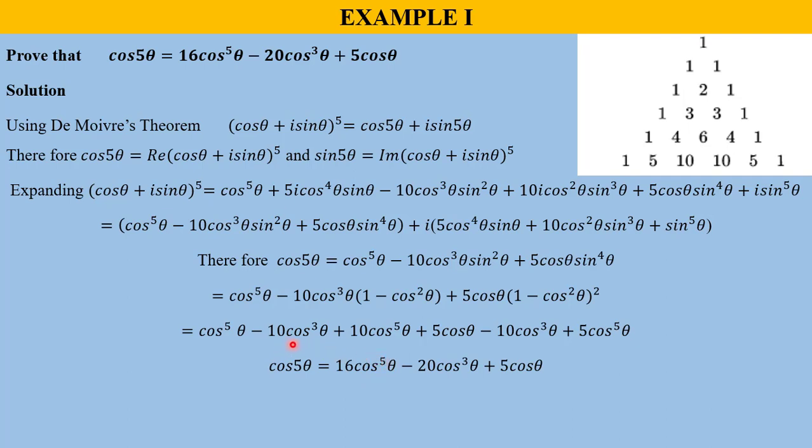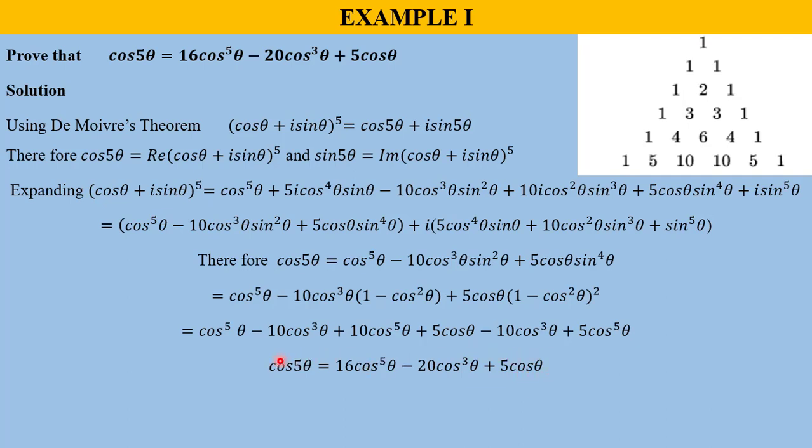Then minus 10 cos power 3 theta can be added to minus 10 cos power 3 theta, which gives us minus 20 cos power 3 theta. And then we add 5 cos theta. So this gives us the proof which was asked for, meaning that cos 5 theta is equal to 16 cos power 5 theta minus 20 cos power 3 theta plus 5 cos theta.